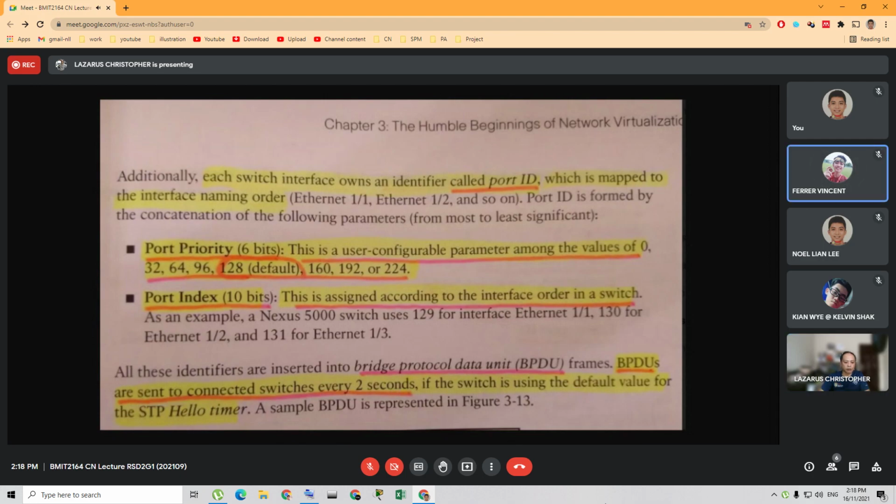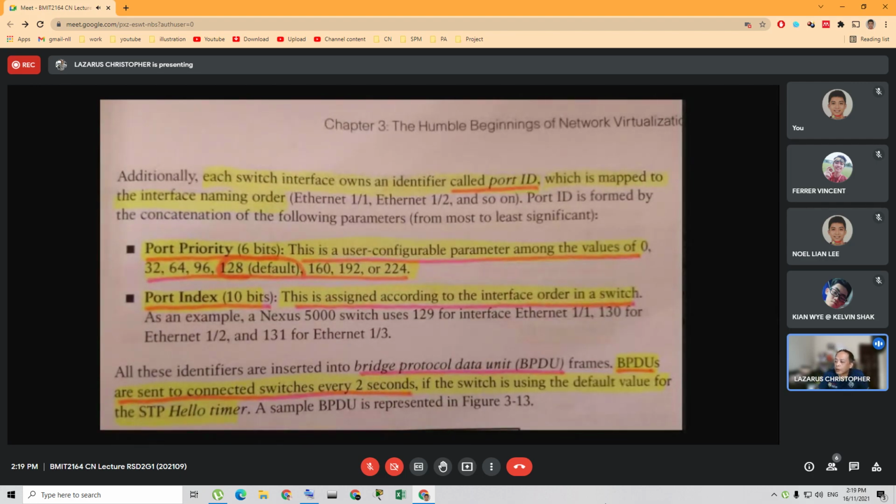Yes. We have an additional identifier for each of the switch interfaces, which is known as the port ID. The port ID is composed of two pieces of info, which are port priority and port index. When we have a tie, it will come down to the port ID. The comparison will be done on the port ID. On the slide it's not very clear because the port ID is not shown in the diagram.